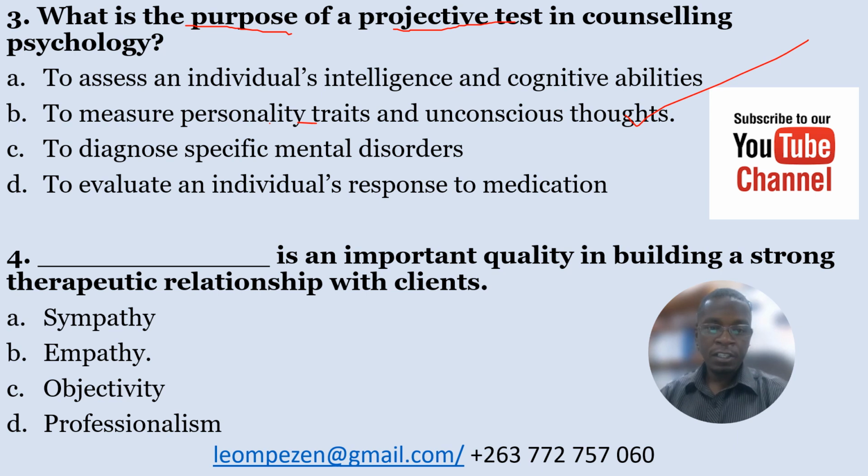Number 4, blank is an important quality in building a strong therapeutic relationship with clients. A, sympathy. B, empathy. C, objectivity. D, professionalism. The correct answer is empathy. Empathy is one of the key good qualities of a counselor. So the correct answer is empathy, an important quality in building a strong relationship with clients. So the correct answer, number 4, is B.